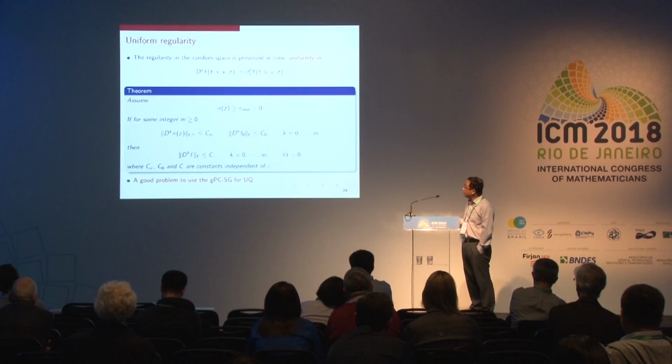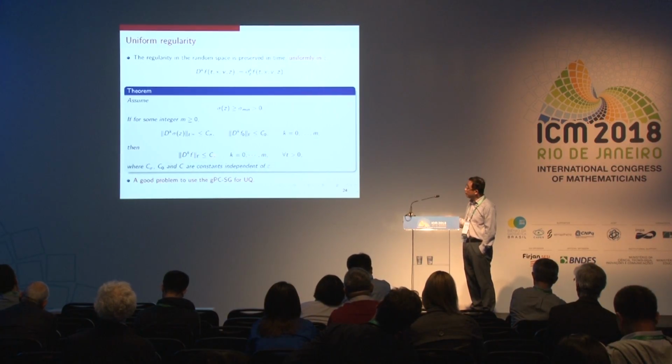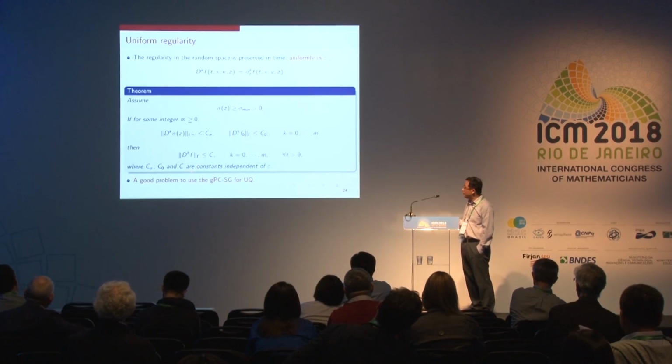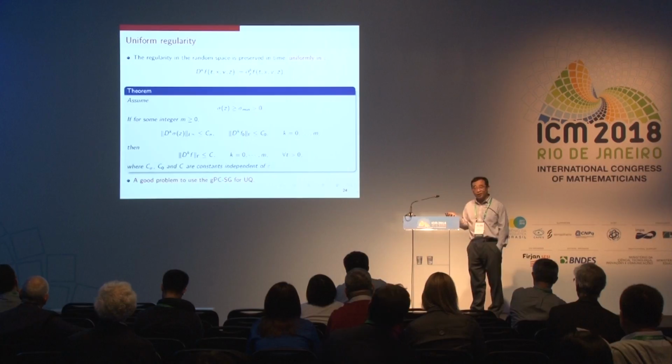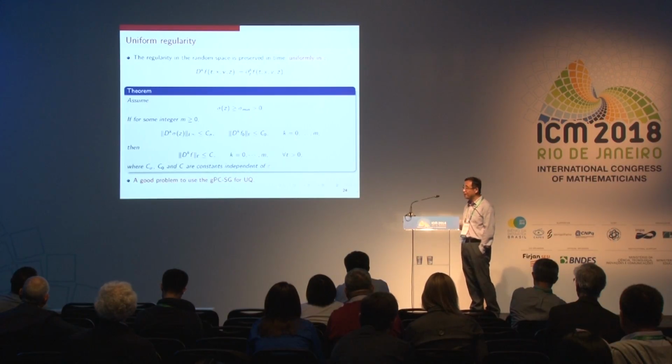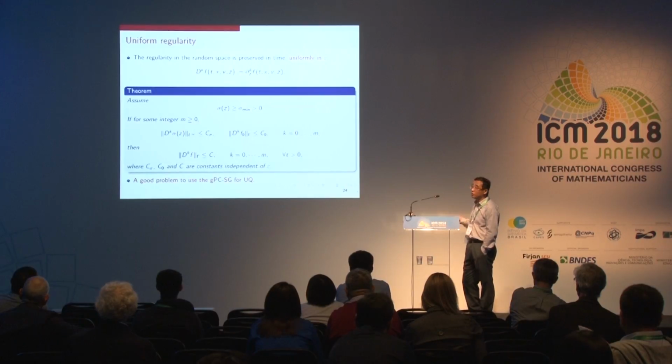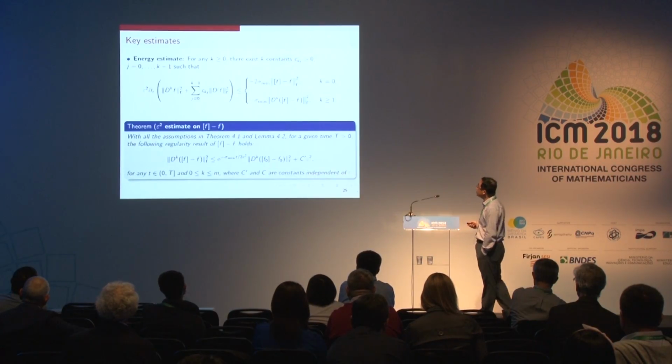And also this bound, the Sobolev norm up to m-th derivative in z, is a uniform bound in epsilon, and this makes it a very nice problem for UQ and also for the stochastic Galerkin method. But actually it's also really good for stochastic collocation because you have this nice regularity. So essentially the regularity of the initial data and coefficient is preserved in time in the random space.